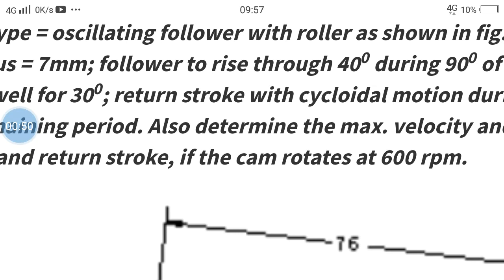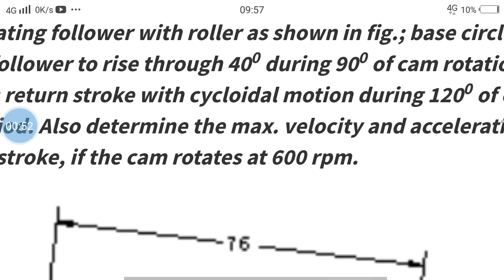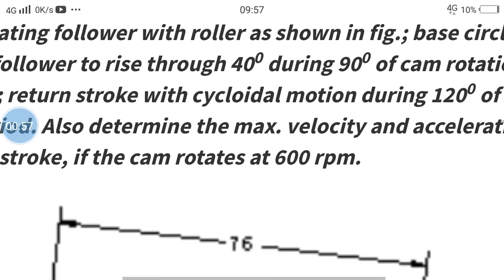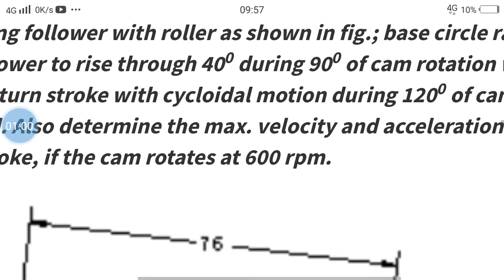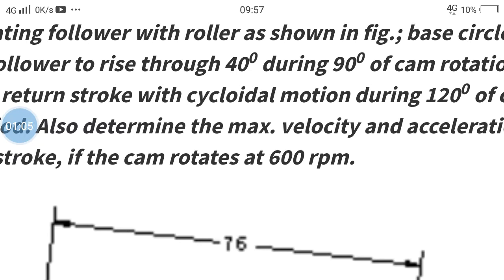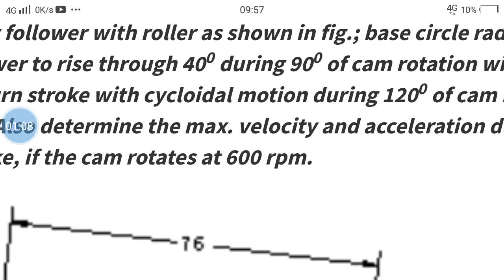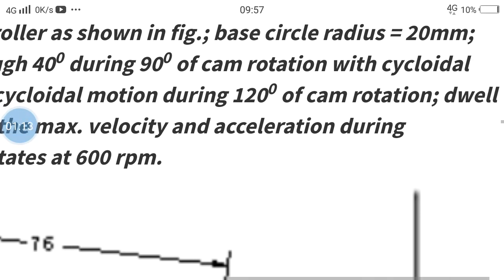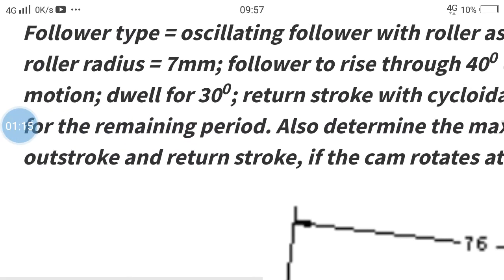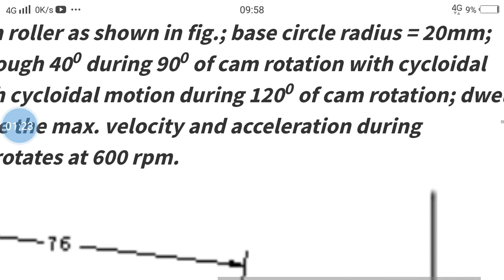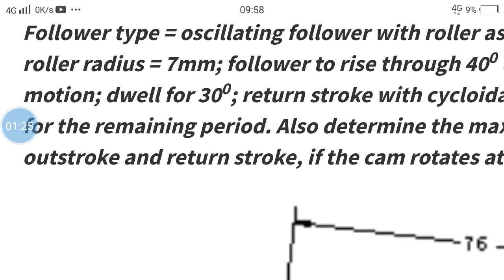The follower rises through 40 degrees during 90 degrees of cam rotation. That is, during this 90 degrees of cam rotation, the lift of the follower is given as this 40 degrees, because it is an oscillating follower. The lift is only 40 degrees with cycloidal motion. Dwell is 30 degrees, and return with cycloidal motion is during 120 degrees of the cam rotation. Dwell will be for the remaining period.